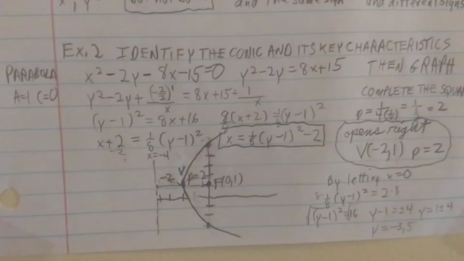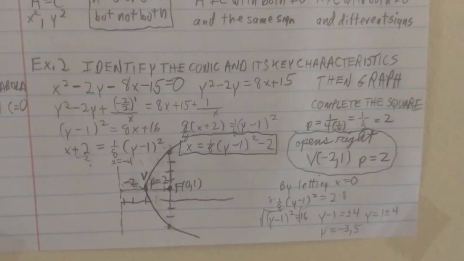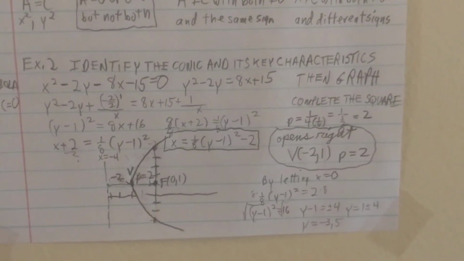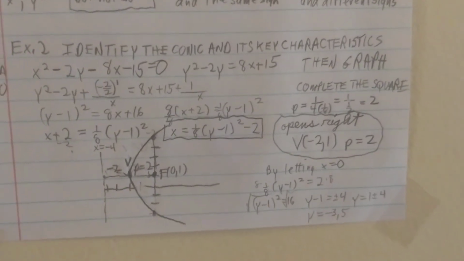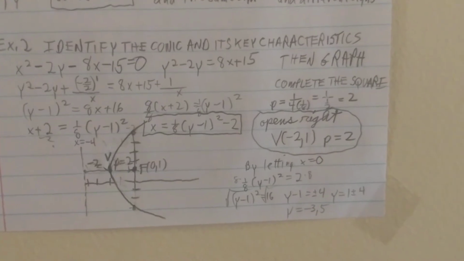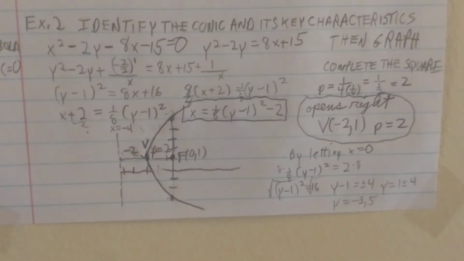Okay, so now let's look at example 2. What we're going to do this time is start with the equation and see what we get. So we start with y squared minus 2y minus 8x minus 15, which we can move the 8x and 15 over, so we get y squared minus 2y equals 8x plus 15, and then we'll complete the square for the y squared on the left side.